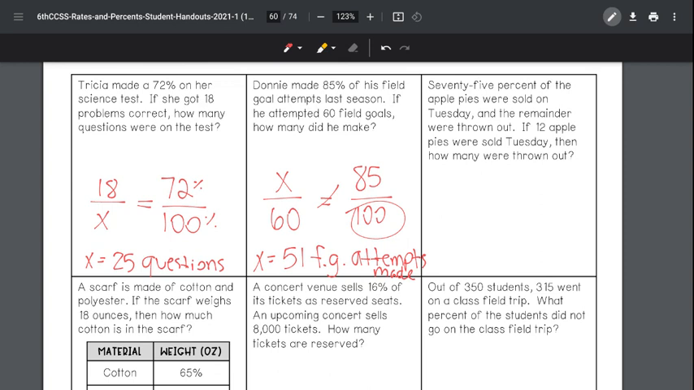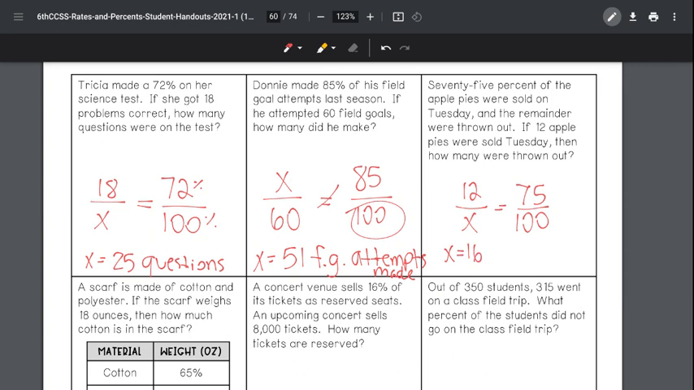"75% of the apple pies were sold on Tuesday, and the remainder were thrown out. If 12 pies were sold Tuesday, then how many were thrown out?" So if we know 75 out of 100% were sold, and we know we sold 12 of them, we need to figure out how much we started with so that we can figure out how many of those pies went in the trash. So cross multiply and divide. 12 times 100 equals 1,200. If you divide that by 75, you figure out x equals 16.